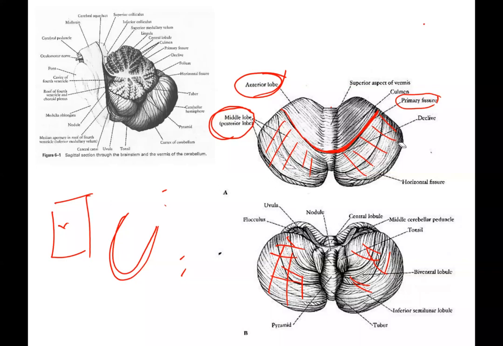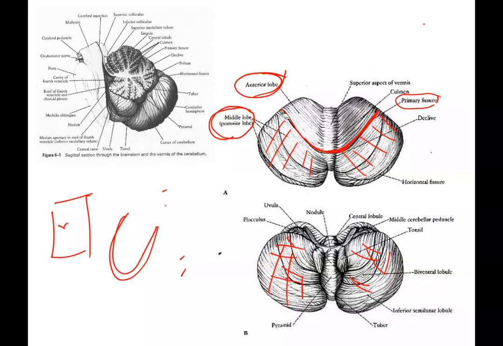Then you get this horizontal fissure. Can you see a horizontal fissure? This horizontal fissure actually separates the superior surface from the inferior surface. That's all the structural business of the horizontal fissure. Do not think that the horizontal fissure separates the anterior lobe from the posterior lobe, because here also it's the posterior lobe or the middle lobe. Anterior lobe is separated from the posterior middle lobe by the primary fissure. Horizontal fissure is just separating the superior surface from the inferior surface. So you have learned something about it.